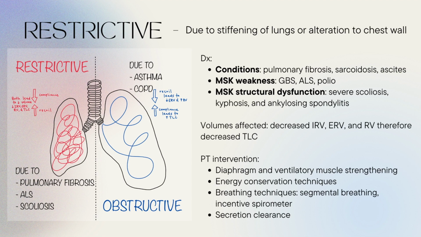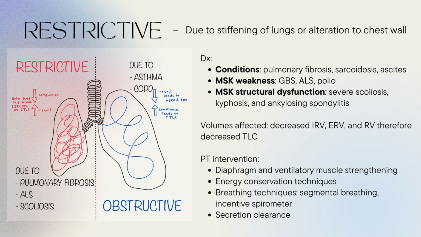We kind of brushed over it earlier, but the volumes that will be affected would be a decreased inspiratory reserve volume, expiratory reserve volume, and residual volume, therefore overall decreasing the total lung capacity. And that is due to the decreased compliance and increased recoil.